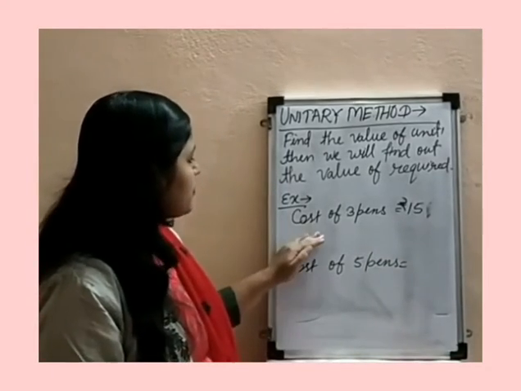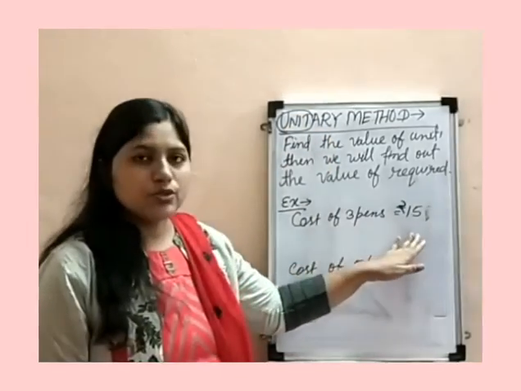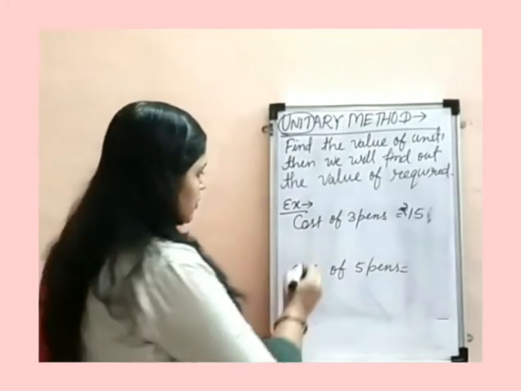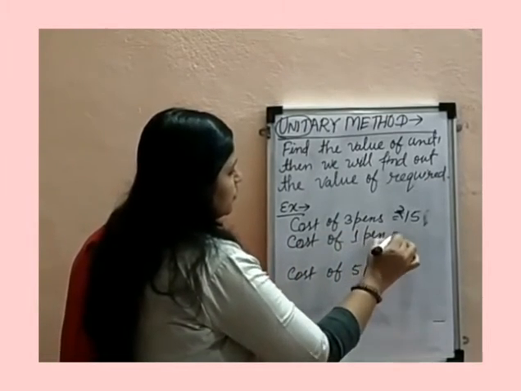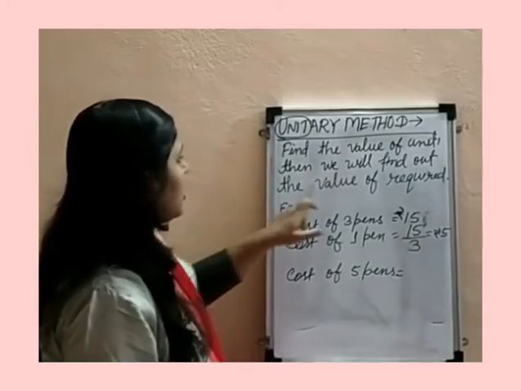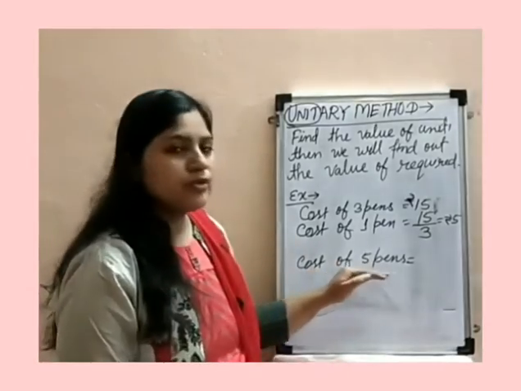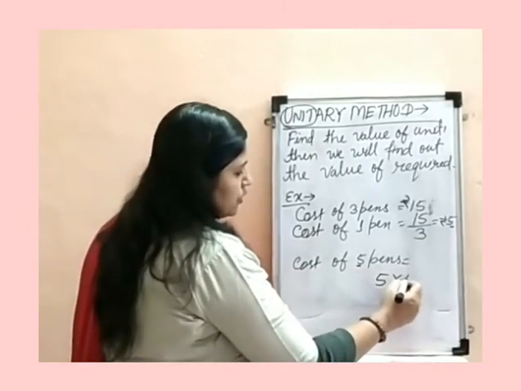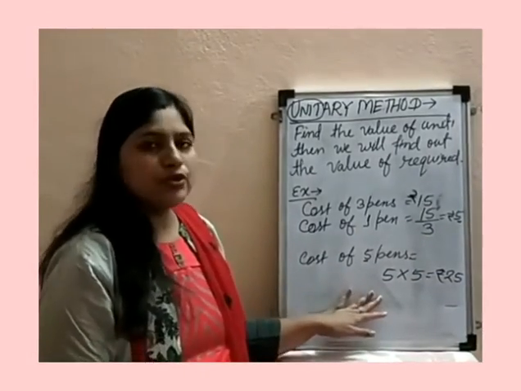Unitary method. First we will find the unit, as mentioned here. The cost of 3 pens equals rupees 15. So first we will find the cost of 1 pen, the unit. Cost of 1 pen equals 15 divided by 3, that is rupees 5. Now we will find the value of the required. If 1 pen equals 5 rupees, then 5 pens equal 5 into 5, that is rupees 25. That is the example of the unitary method.